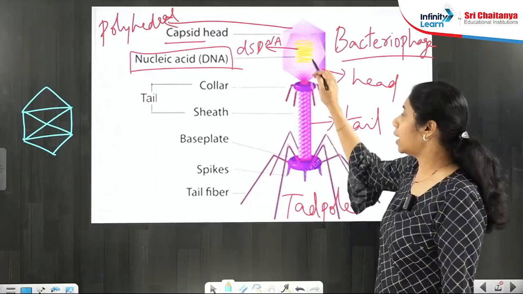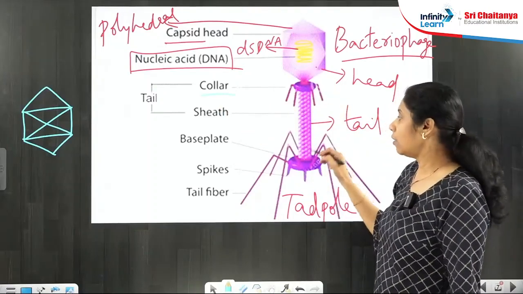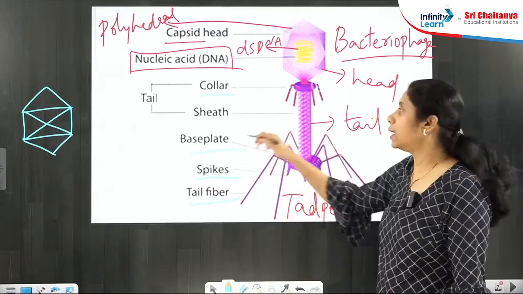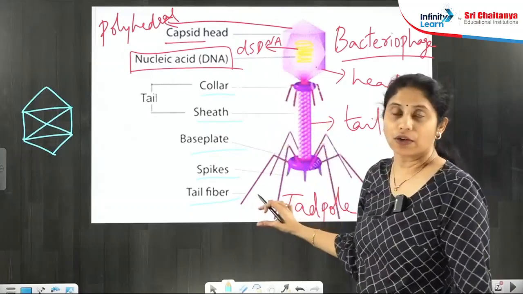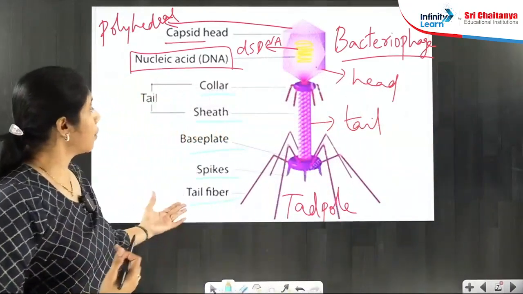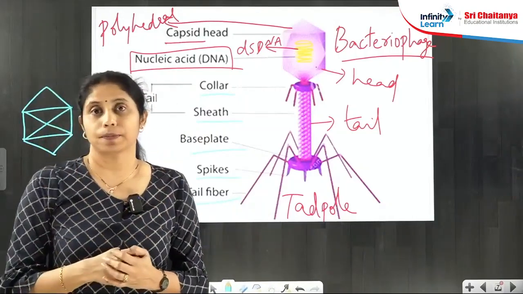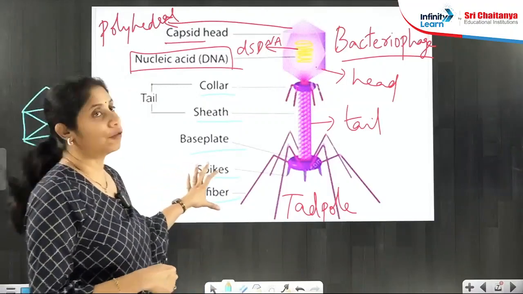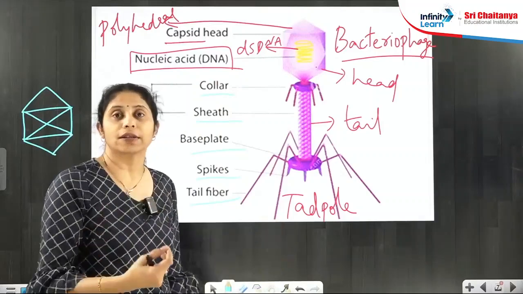Tail and head are connected by something called a collar in between, and the tail will be provided with spikes, tail fibers with the base plate, and the tail is covered by a contractile sheath. Okay, so this is the basic structure of the bacteriophage. The remaining details you will be learning after coming here. Just nucleic acid and protein coat will be there. The protein coat is made up of capsomeres. This is the shape and structure of the bacteriophage which infects the bacteria.